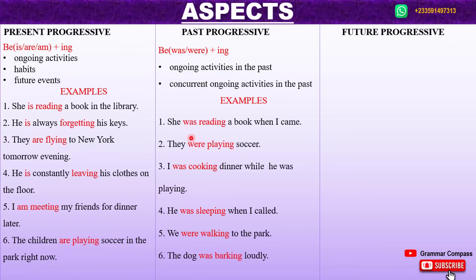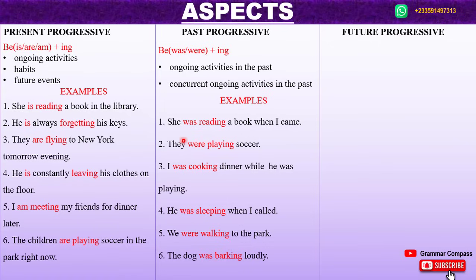For example, she was reading a book when I came. This was an ongoing activity in the past time, past continuous or past progressive. They were playing soccer. This is also past progressive. I was cooking dinner while he was playing, past progressive. He was sleeping when I called, past progressive. We were walking to the park, past progressive. The dog was barking loudly, past progressive.